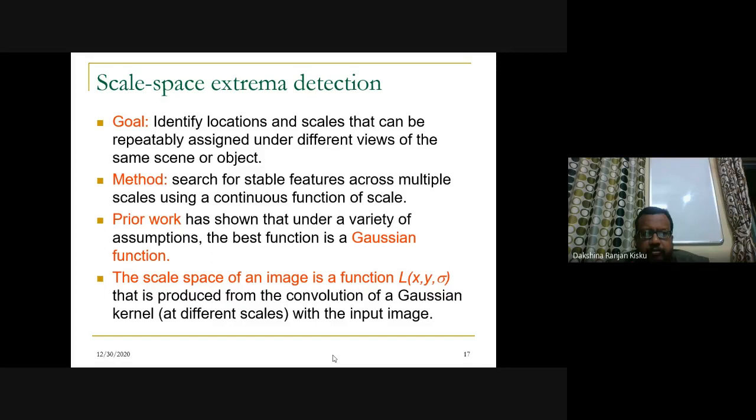Now our goal is to identify locations and scales that can be repeatedly assigned under different views of the same scene or objects. Okay, that means if we consider two images or more than two images of the same object, then these images may appear under different views. Okay, now under different views we have to find the match between these images. Now, one image is given a frontal view position, another frontal view position and the direction is 90 degrees, and another is given in some rotated form.